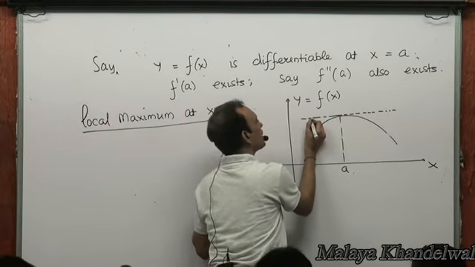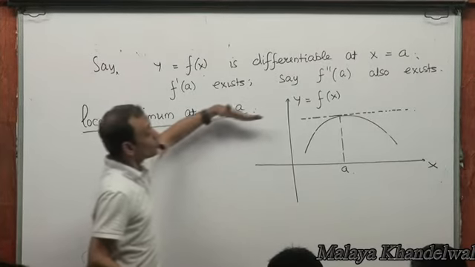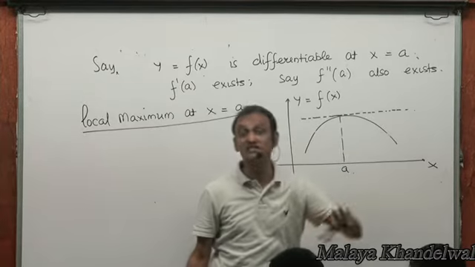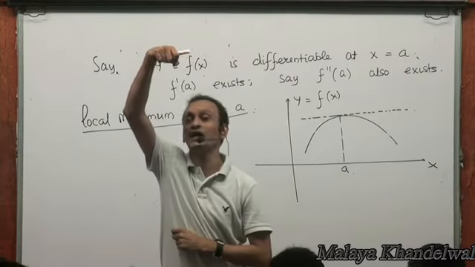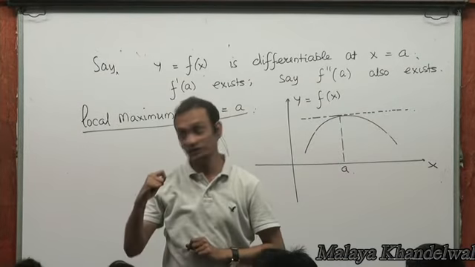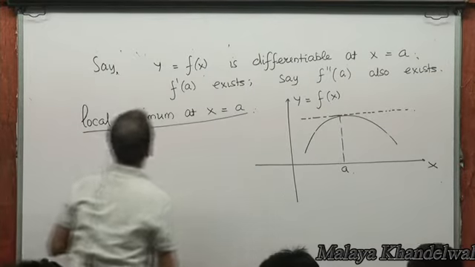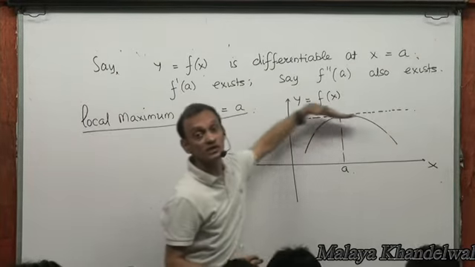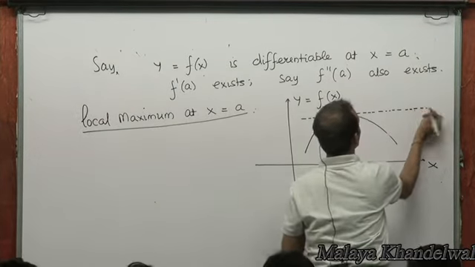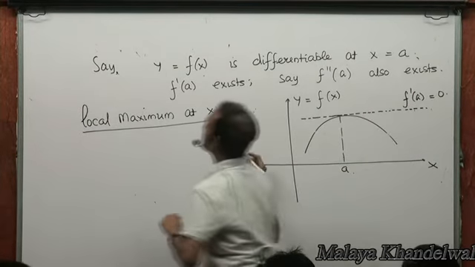If a function has a local maximum at x equal to a and if it is differentiable, then one of the necessary conditions for the function to have a local maximum is that f'(a) must be 0. If it is not differentiable, then we look at the graph and suggest whether it has a local maximum or not. But if it is differentiable at x equal to a, one of the necessary conditions for it to have a local maximum or a local minimum is that f'(a) must be 0. Necessary condition.